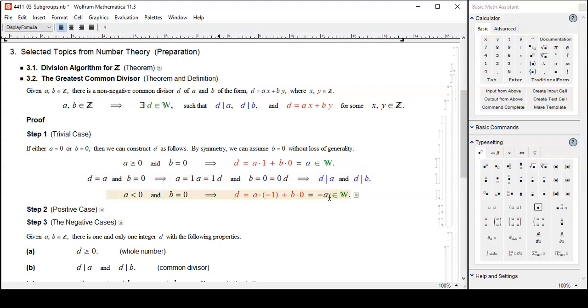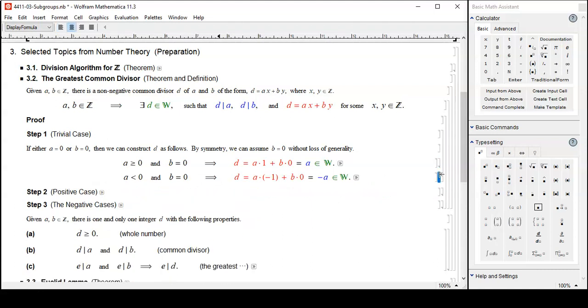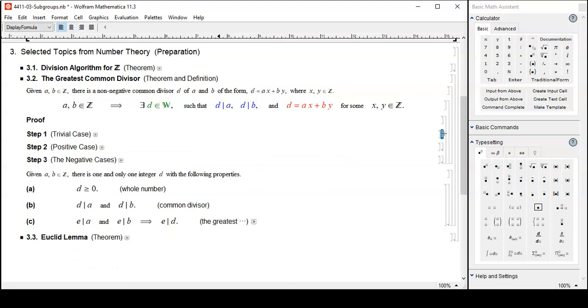How about this case? d is equal to negative a, and negative a, of course, divides a. Negative 1 times negative a is a, and negative a is equal to d, so negative 1 times d is a, so d divides a. And as for the other, everything divides 0. So yes, we have the common divisor property, blue. And then, from the construction, we get red and green. Okay, so much for the trivial case. So when a is 0 or b is 0, or both are 0, then this is true.